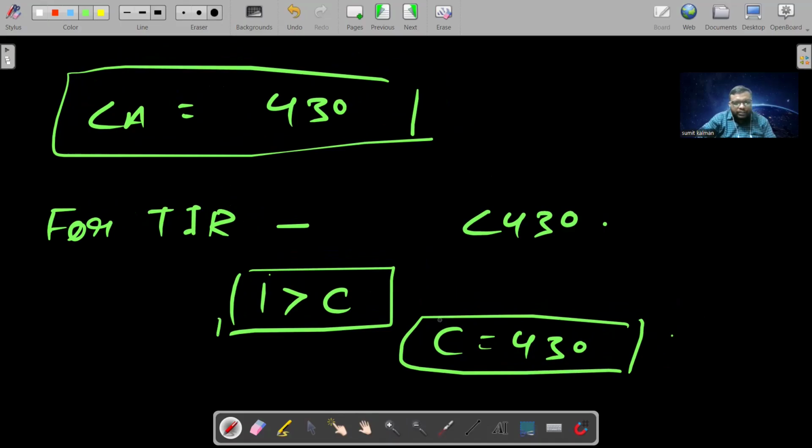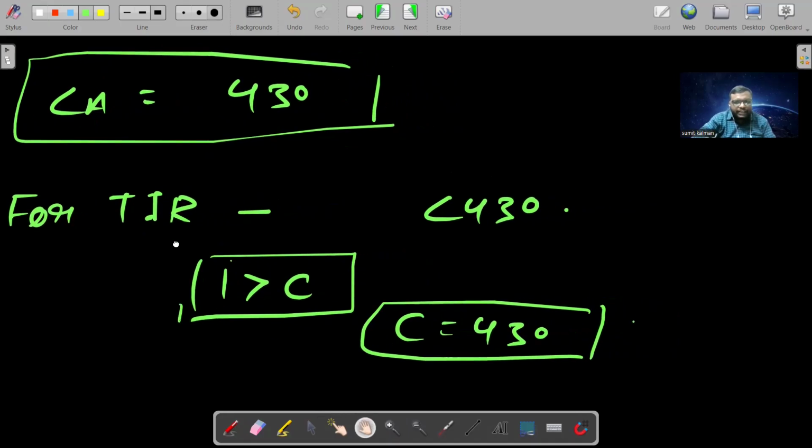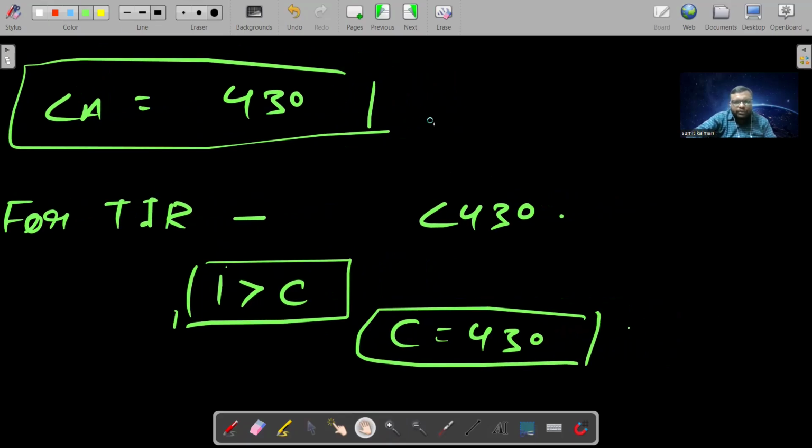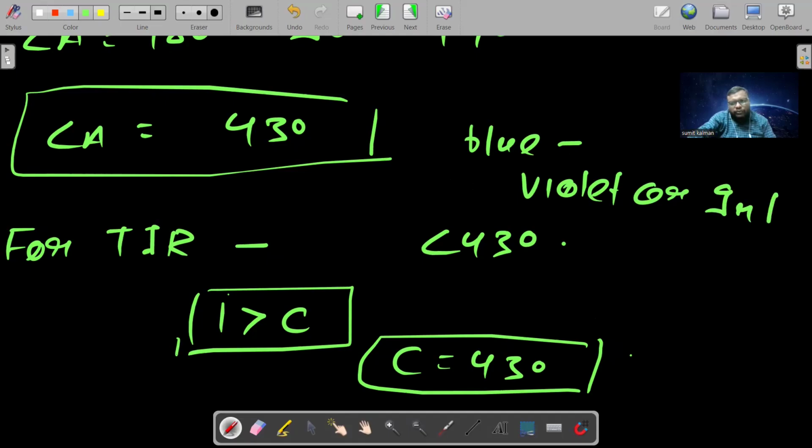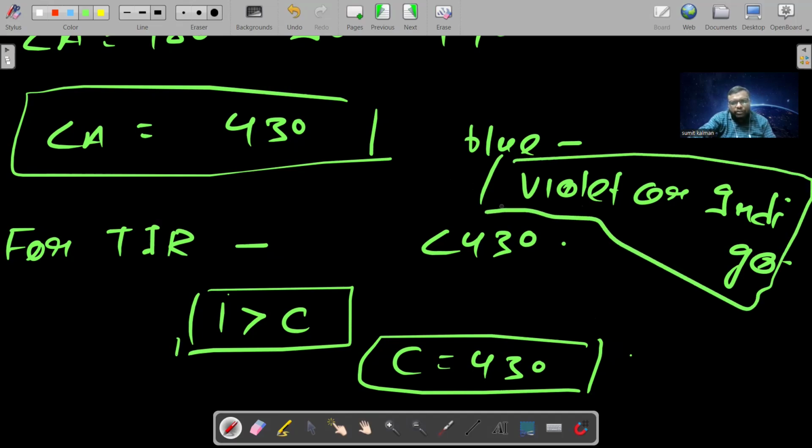So students, we need colors with a smaller critical angle than the blue color, that is, critical angle less than 43 degrees. Which colors are those? They are violet and indigo. So for part C, the answer is violet or indigo. So this was the solution of this problem.